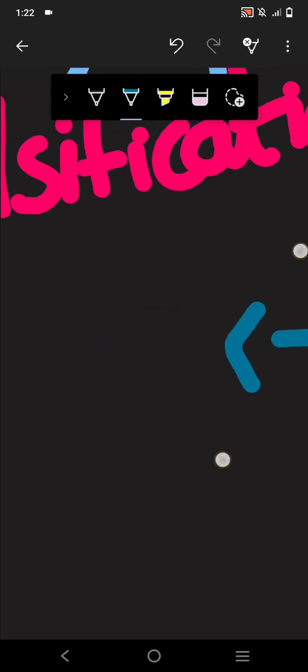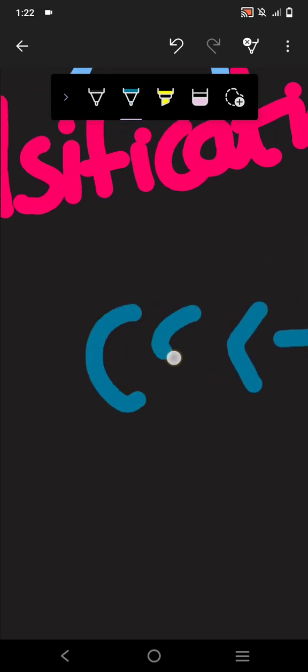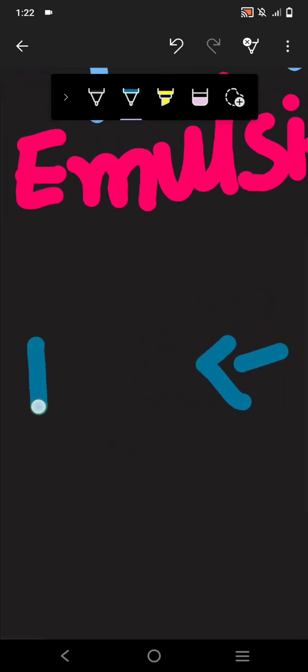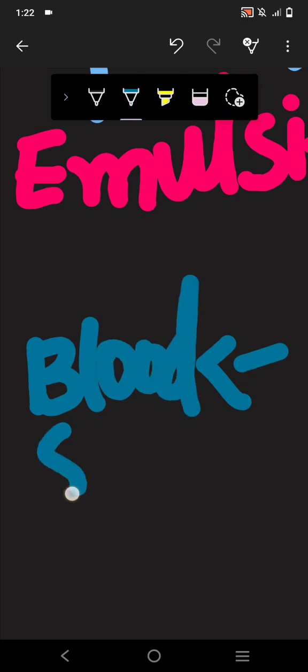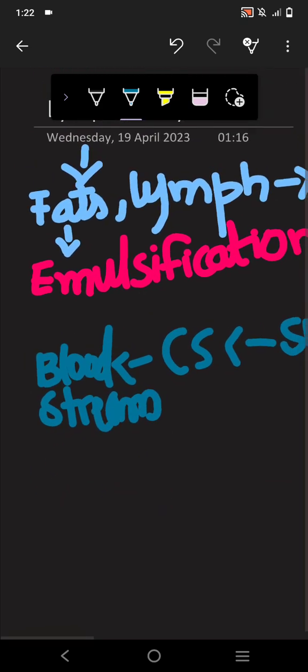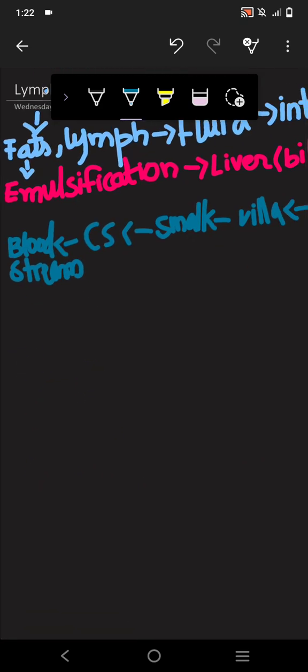So the chylomicrons will go into the lacteal in the small intestine. Then that will be given to the circulatory system, and after that the lymph will be part of the bloodstream. So this is how this cycle works. We will see that in detail as well.